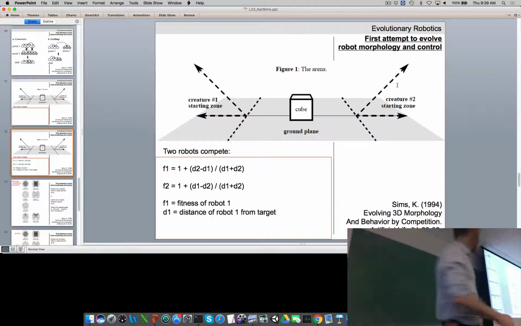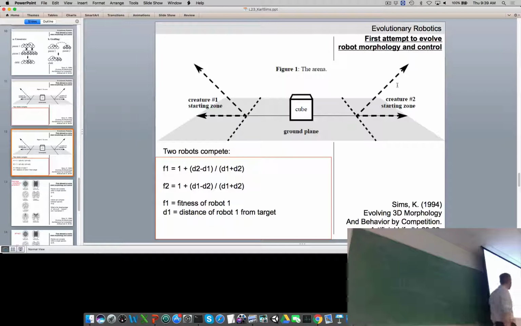So, if I'm creature one, here's my fitness function. I want to minimize my distance to the object. So here's my distance to the object. There's a minus sign in front of it. I want to minimize my distance to it, so I want this negative number to be as small as possible. And I also want to maximize the distance between the object and my competitor, robot two, right? And then we just normalize that. So as creature one, my fitness is how close I am to the object and how far my competitor is from the object, right? Remember, some of these creatures sort of ran around the object and were actively pushing the other creature away from the block. The fitness function for creature two is the flip of that.